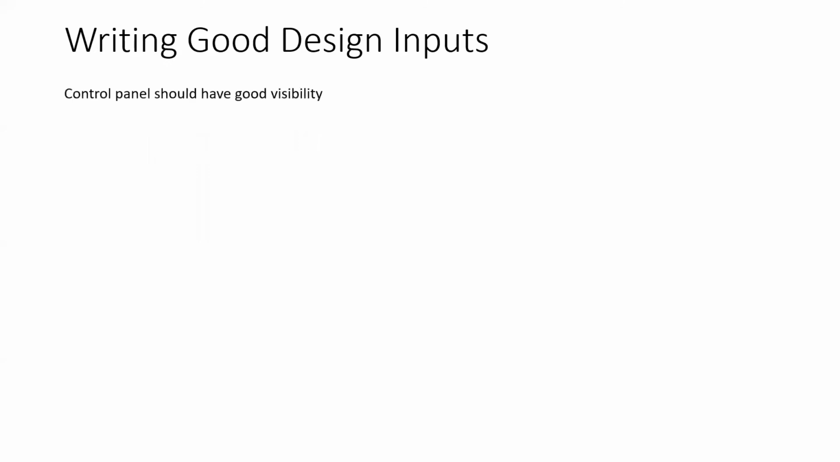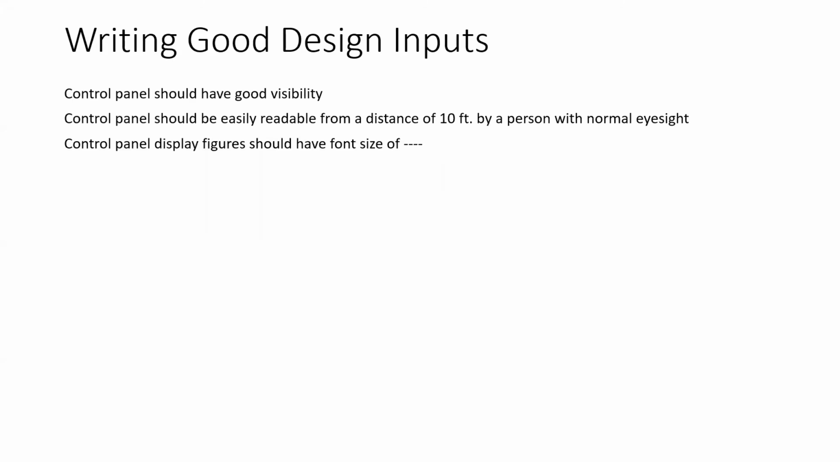Few examples about writing good design inputs, and these are 3 statements I have here, all speaking about the same thing, and just to illustrate the example of how a design input can be written better. So a control panel should have good visibility is a nice statement, doesn't allow verification. Should be easily readable from a distance of 10 feet by a person with normal eyesight. Yes, so this is easily verifiable.